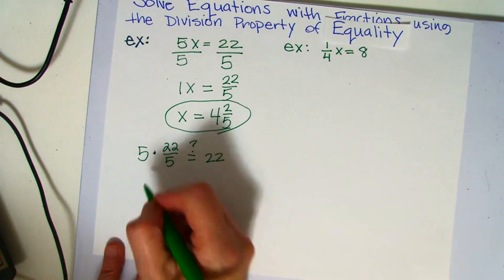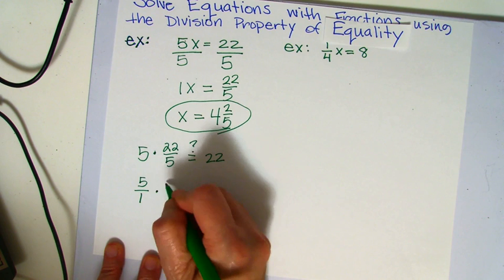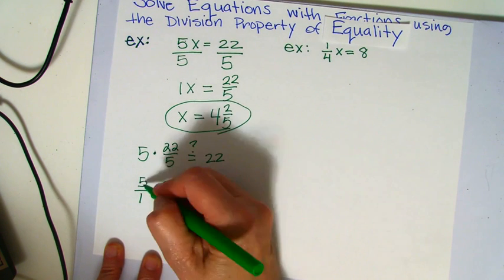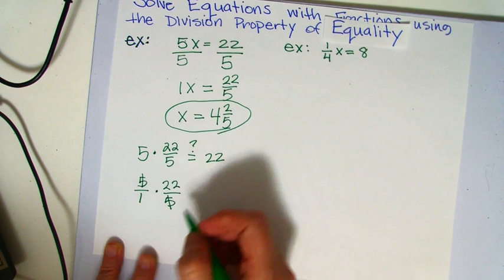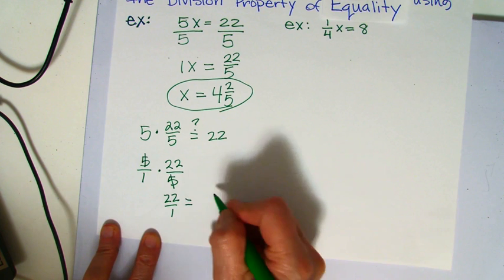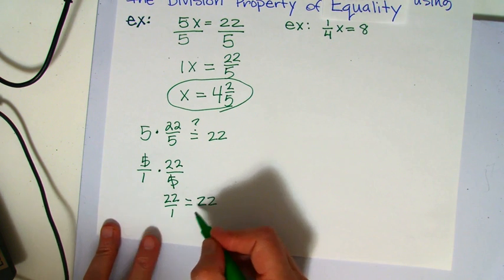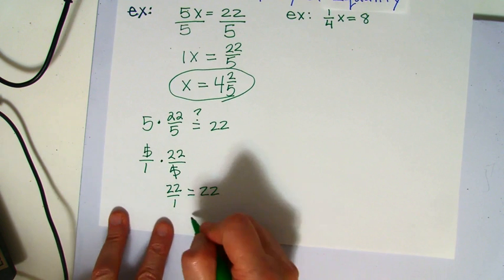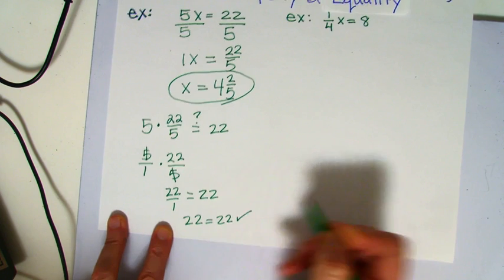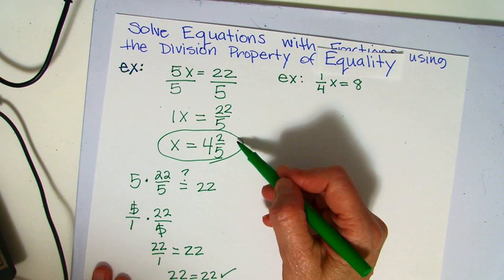Well, if I write this 5 as a fraction by putting a 1 under it and then multiplying it to 22/5, you can see that the 5's will cancel, and I'm left with 22/1. Well, 22/1 is the same thing as 22. We can convert that to a whole number, and this proves to us that our math was correct when we got our answer of 4 2/5.